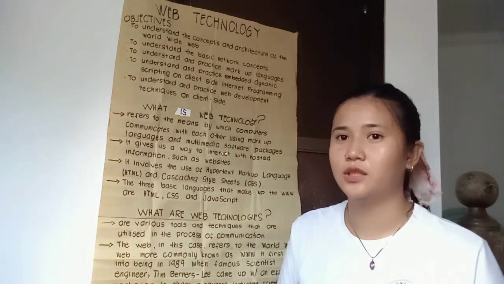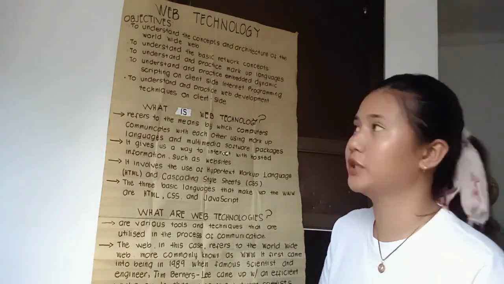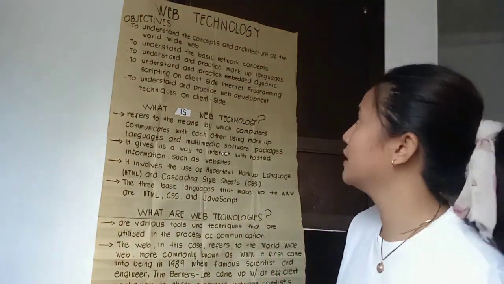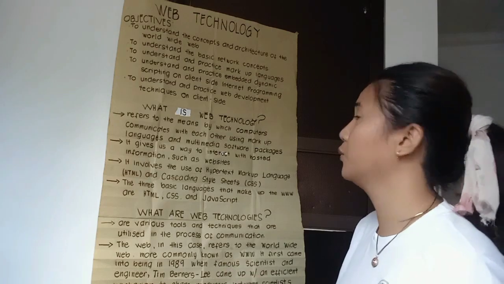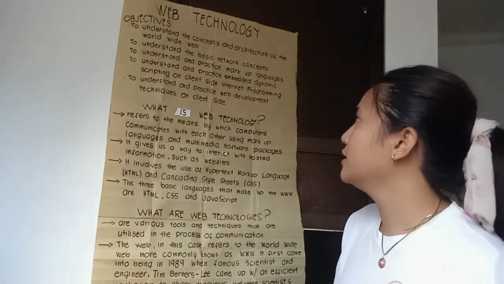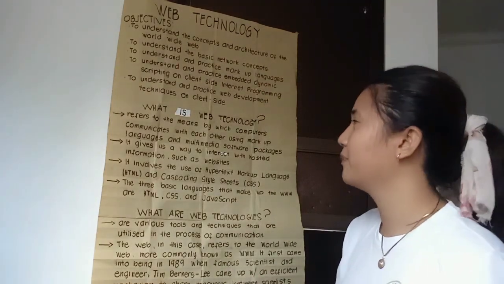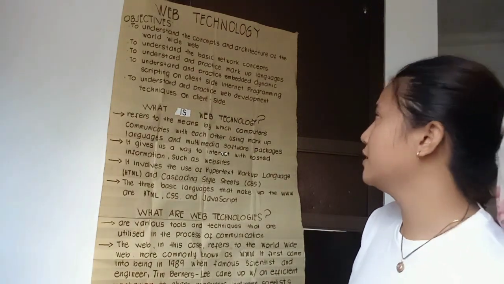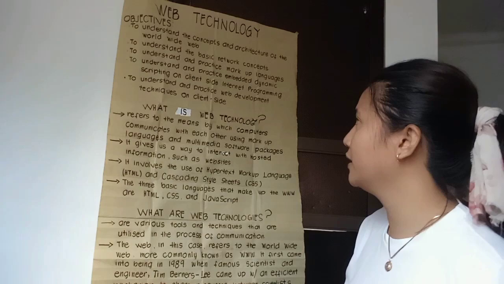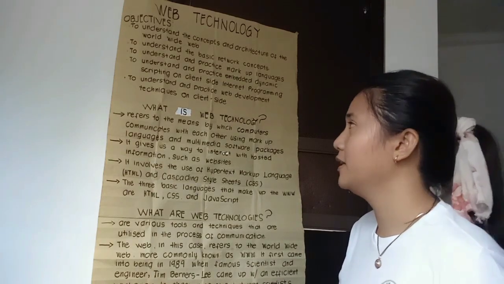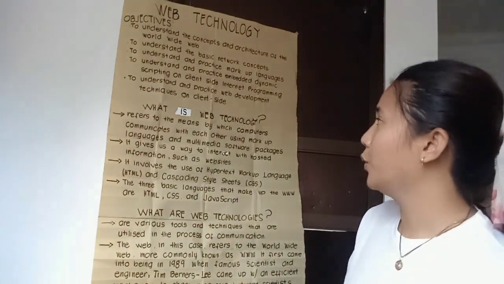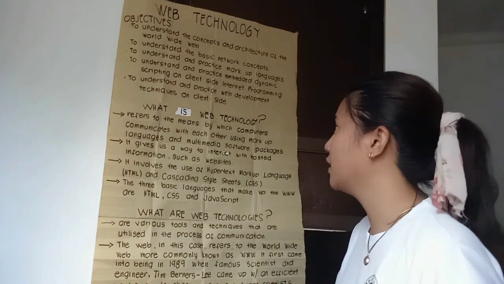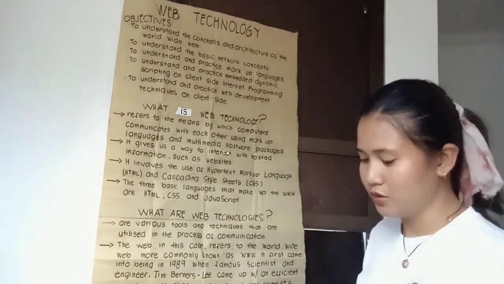So first, before we start, we would like to discuss the objective of this report. First is to understand the concepts and architecture of the World Wide Web. Next, to understand the basic network concepts. Next, to understand and practice markup languages. Next, to understand and practice embedded dynamic scripting on client-side internet programming. And lastly, to understand and practice web development techniques on the client side.